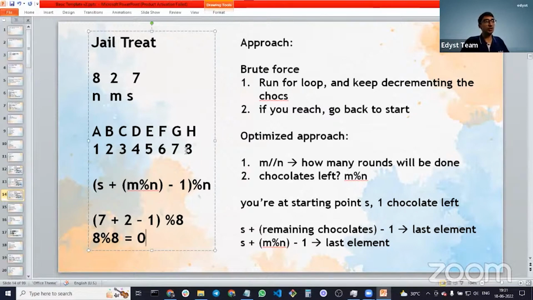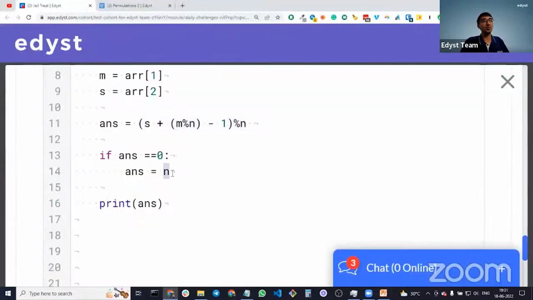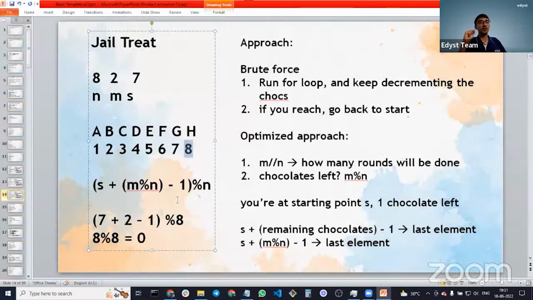But we don't want 0. We want it to be at the 8th position, right? So that's why I said that if the answer is 0, it means that it is actually at the nth position, because it took modulo with itself. It's at the nth position, and then we printed that answer. All right, clear everybody, this part? Did you understand the last edge case, why we needed it?